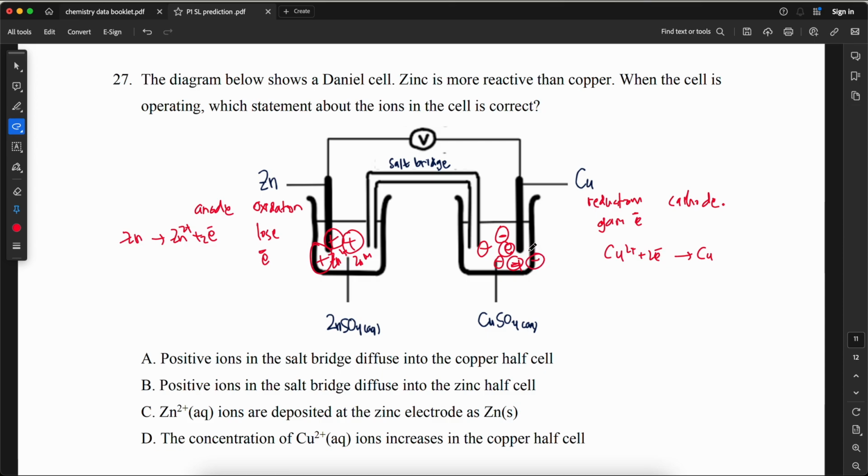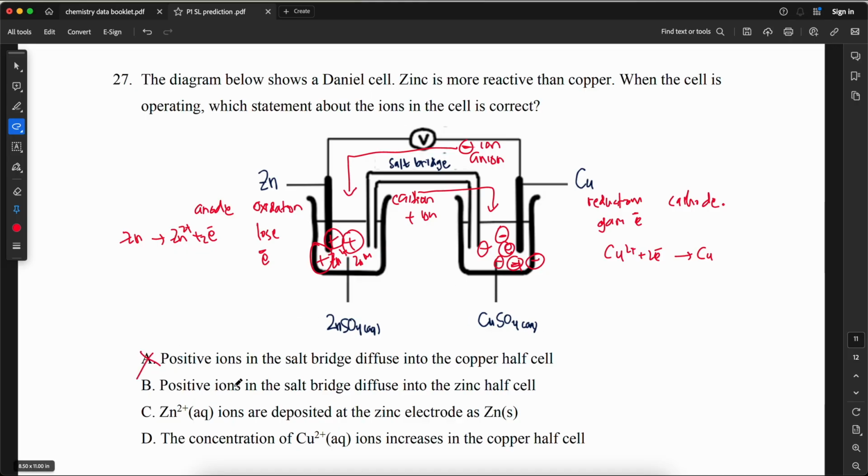So the salt bridge has cations and anions. Cations will go towards the negative area to neutralize them. So cation, positive ion, will go towards here. Anion, which is negative ion, will go towards here because this area is too positive, this area is too negative. So positive ions in the salt bridge diffuse into the copper half cell.